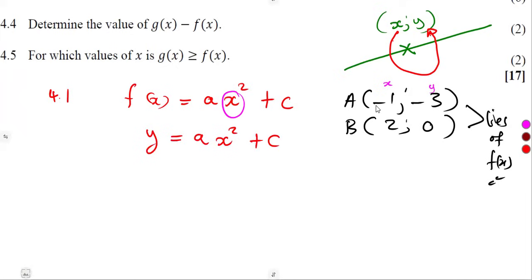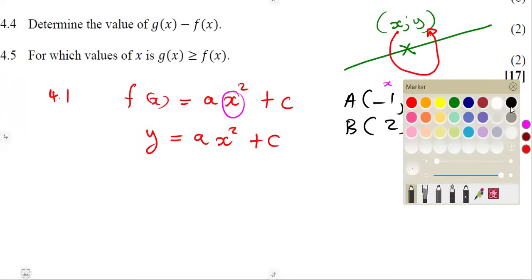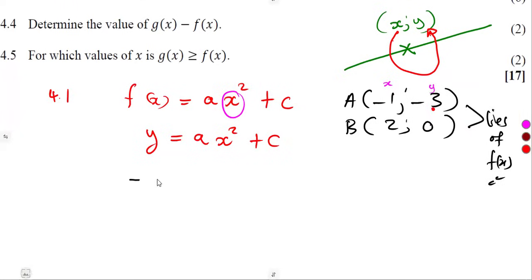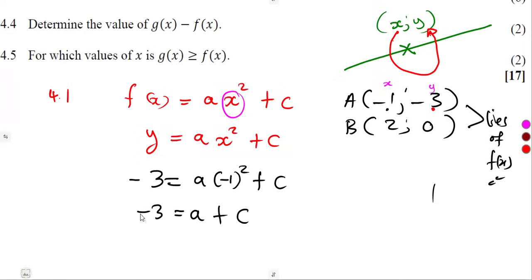So let's start with point A. At A, x is -1 when y is -3, so you can form an equation. Y is -3 when x is -1, so that's a times -1 squared plus c. As you can see, we formed an equation: -3 is equal to -1 squared, that's a 1, and 1 times a, that's a. So you're going to have a plus c, so a plus c is equal to -3.